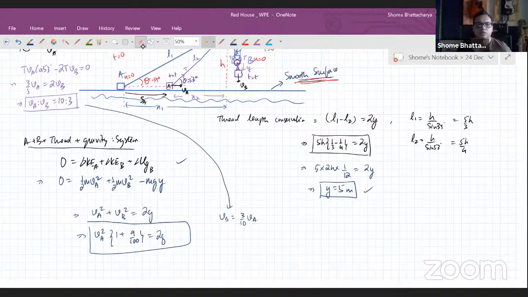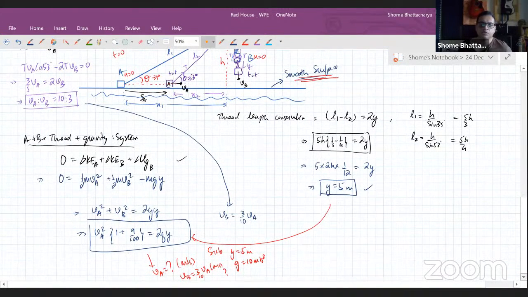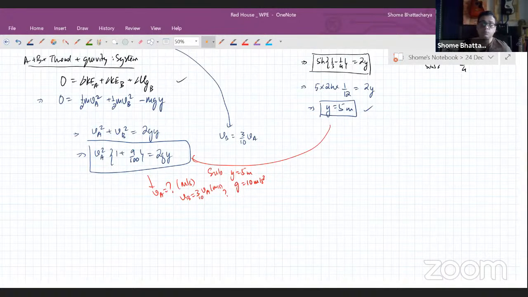Okay, so we will substitute that numerically. So we'll substitute Y as 5 meters, g as 10 meters per second square, and we'll get the value for VA. And whatever we get will be in meters per second. And then VB is just going to be 3 by 10 of that. So that also we'll get in meters per second. Okay. So this is just another question to explain to you the importance of the virtual power method for constraint relation. Okay, this is extremely important. So hope all of you have understood this.